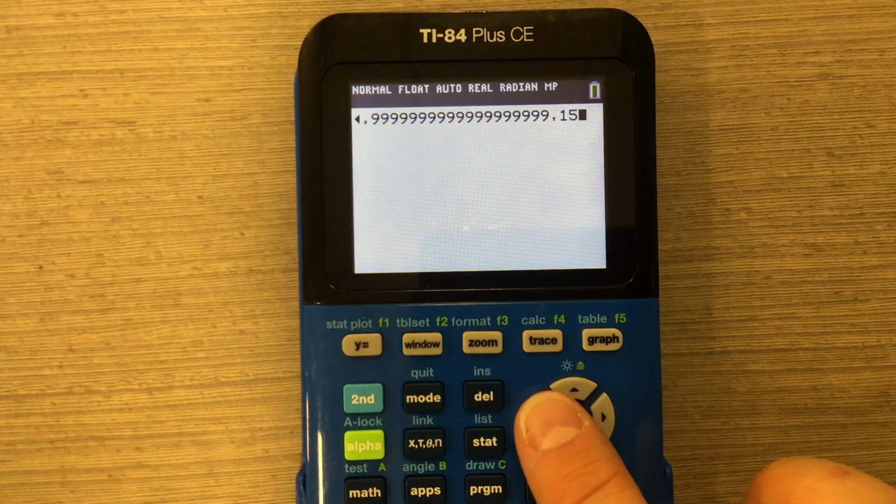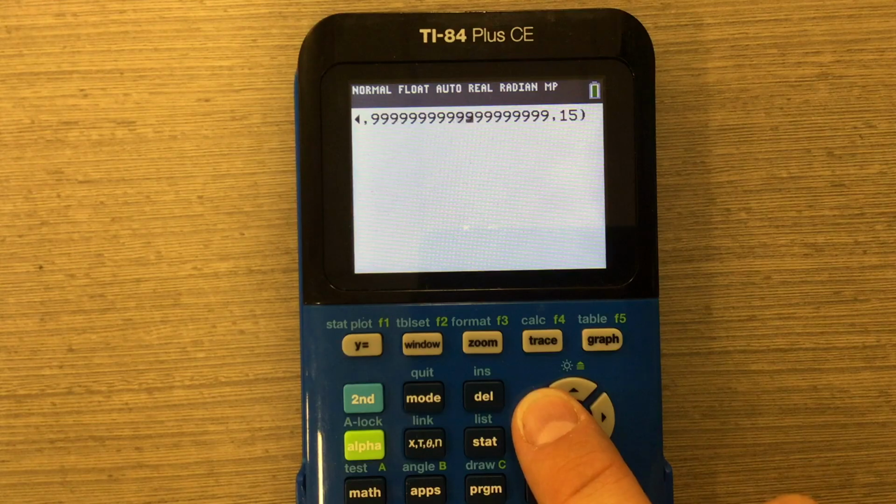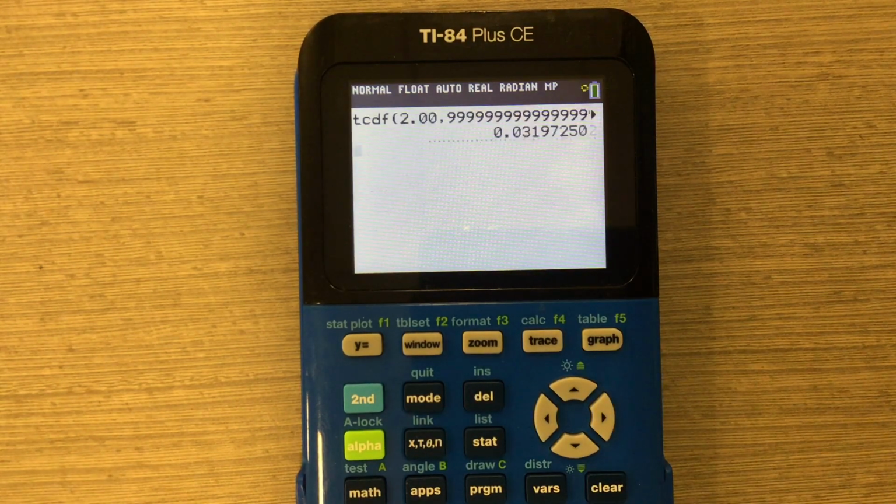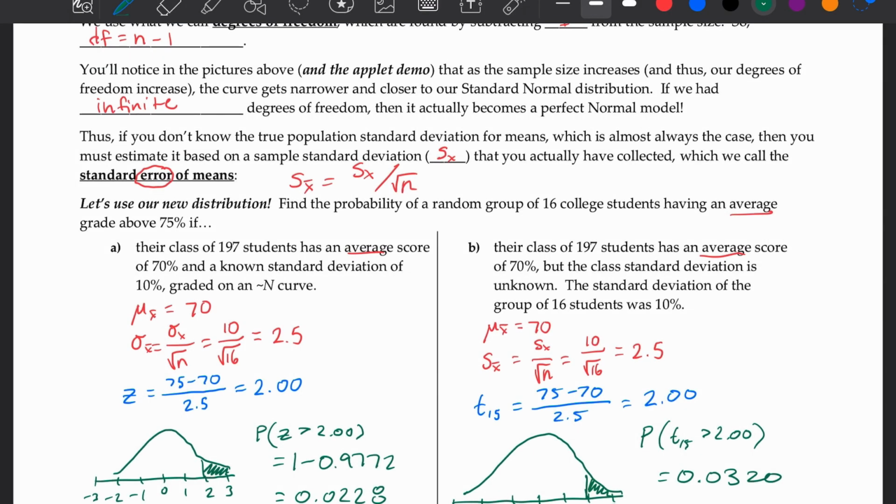So here, if you were, again, typing it in and you didn't see that menu, this is the syntax you'd be staring at here. tCDF, lower bound, comma, upper bound, comma, degrees of freedom. And now we hit enter. And we get 0.03197. So that gets us a p-value of 0.0320. So that is how you use a t-distribution to find a p-value, okay?